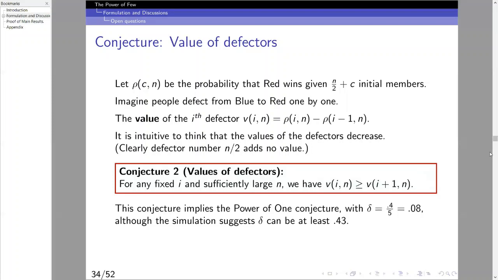With this, it can be proven that the delta in the power of 1 conjecture can be chosen to be 0.9 minus 1/2 over 5, which is still positive. But the simulation suggests that it can be at least 0.43, so even that is not that impressive.